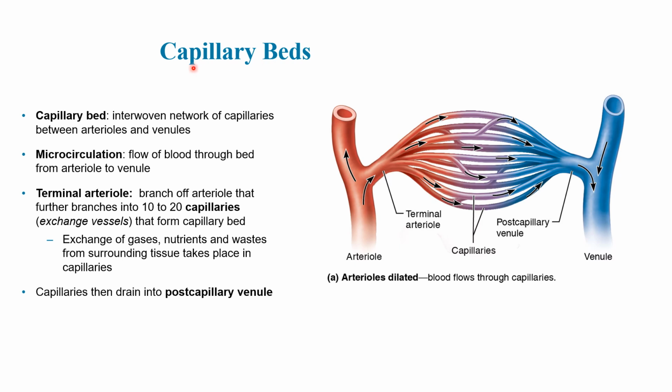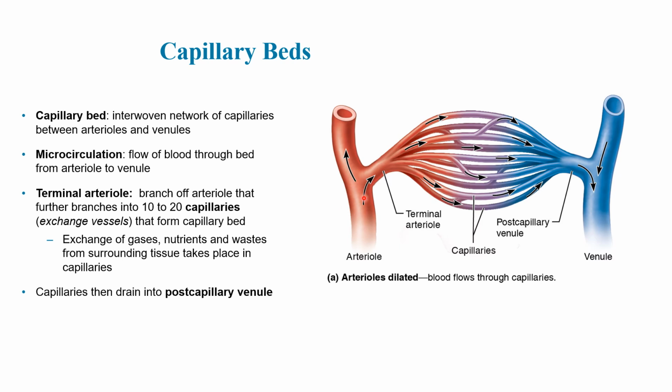Now let's see what capillary beds are. Capillary beds are an interwoven network of capillaries between arterioles and the venules. And then there is a term, microcirculation. Microcirculation is the flow of blood through a capillary bed from the arteriole to the venule. So this blood going from here to here is known as microcirculation.